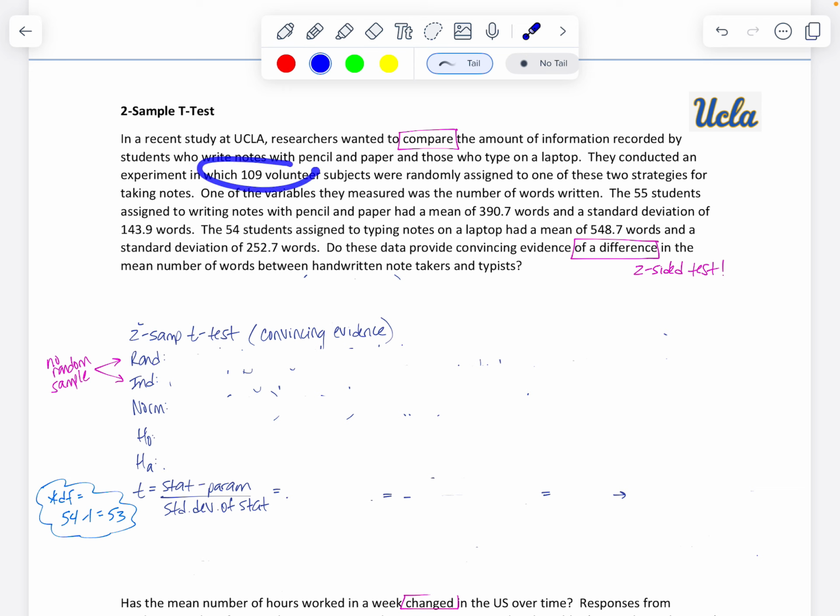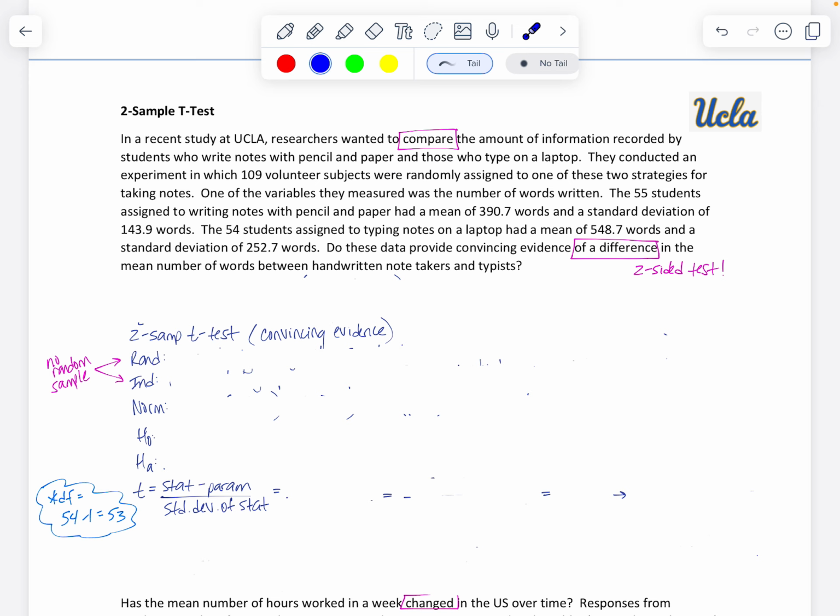They have this many volunteers, okay, not randomly selected, and that is fine. But they did randomly assign them to one of two groups. They said 109 people are like, sure, I'll play the game, whatever. You can study my note-taking skills, and they get randomly assigned into one of two different groups.